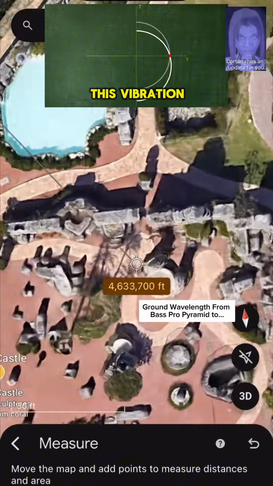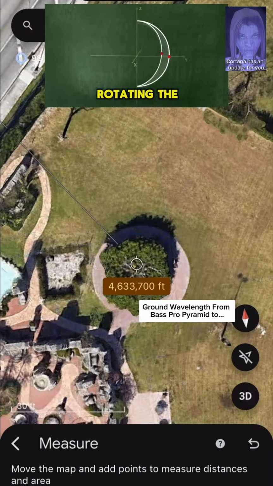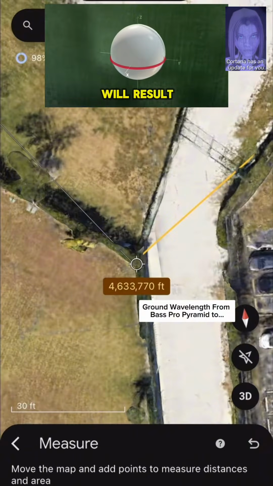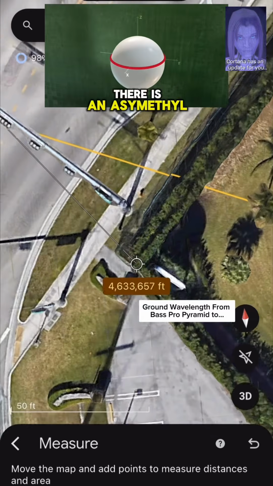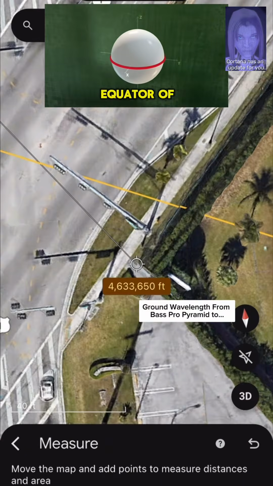Let us now bend this vibration to form a semicircle. Rotating this semicircle around the z-axis will result in a sphere. There is an azimuthal nodal line at the equator of the vibrating sphere.